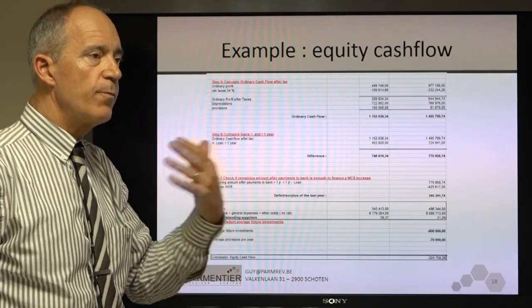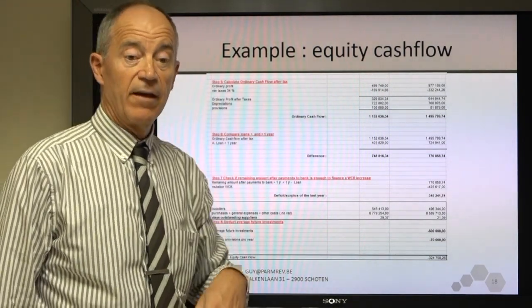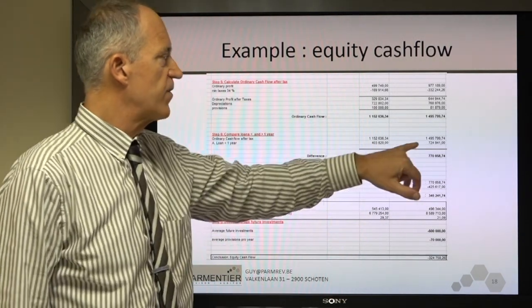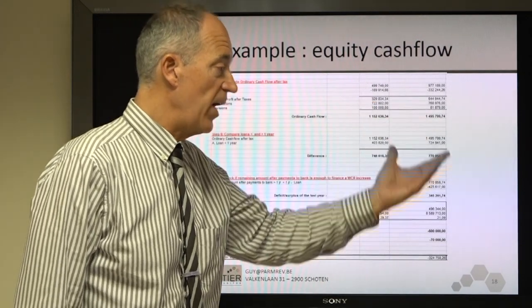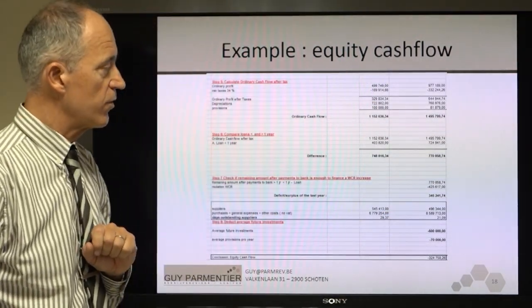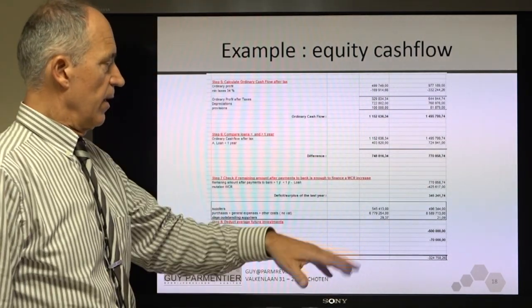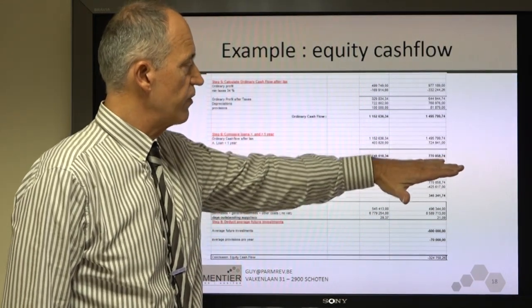If you have loans to be paid back to the banks, and I will come back in session 4 on this item, but suppose you have 700,000 to be paid back to the banks. After you paid back the banks, you still have 770,000 euros or dollars. It's called the coverage. Now, what is important? You have here 770,000 cash flow.